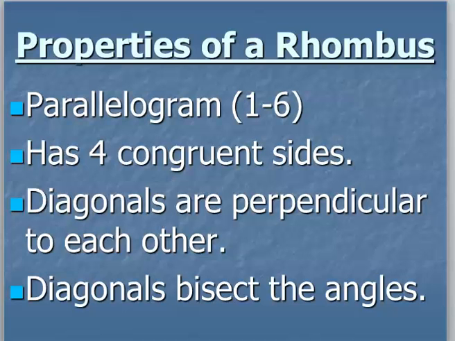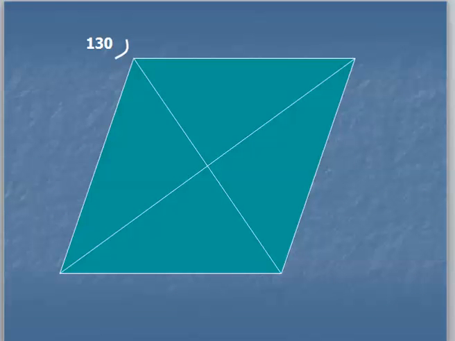These diagonals are perpendicular to each other. They will intersect, bisecting each other, but also at 90 degrees. And the diagonals bisect the angles. So if I look at the corner at one of my vertices of my rhombus, that angle is being cut in half by the diagonal. Using those properties, let's see if we can fill in the angles in our picture.